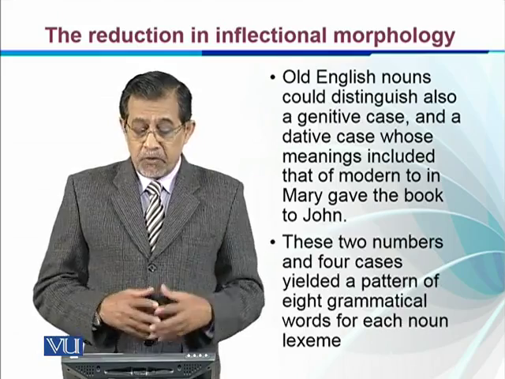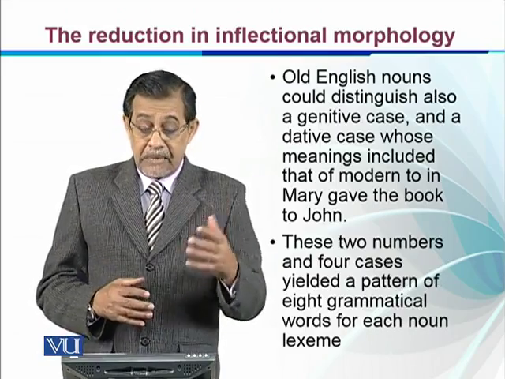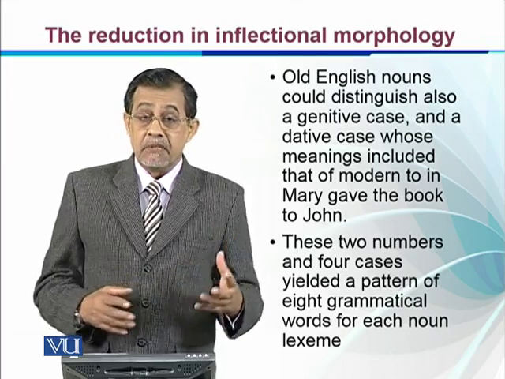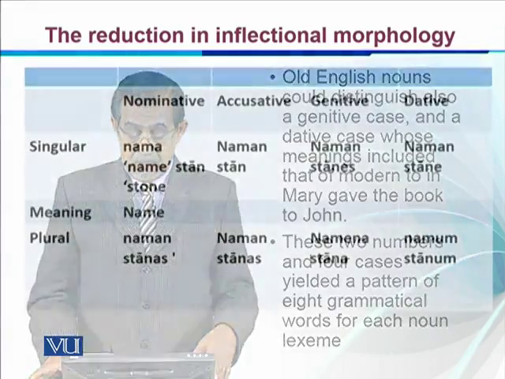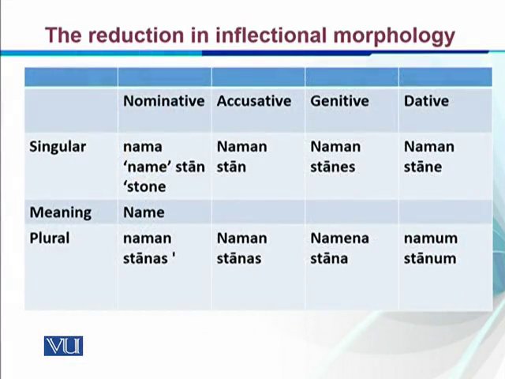These two numbers and 4 cases yielded a pattern of 8 grammatical words for each noun lexeme. Let's look at these 8 forms. So you can see that we have 8 forms of the noun in different cases, in singular form and in plural form. There are singular nominative, accusative, genitive, and dative, and similarly plural nominative, accusative, genitive, and dative nouns. So they are different cases. There are 8 cases of noun. So they are different cases, but some of the forms are the same.